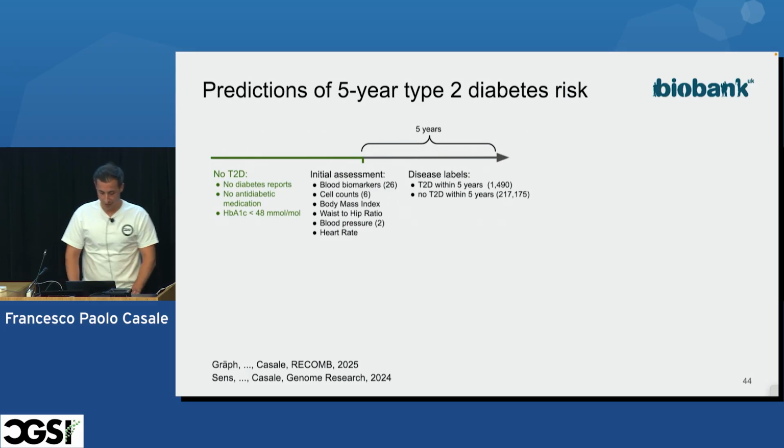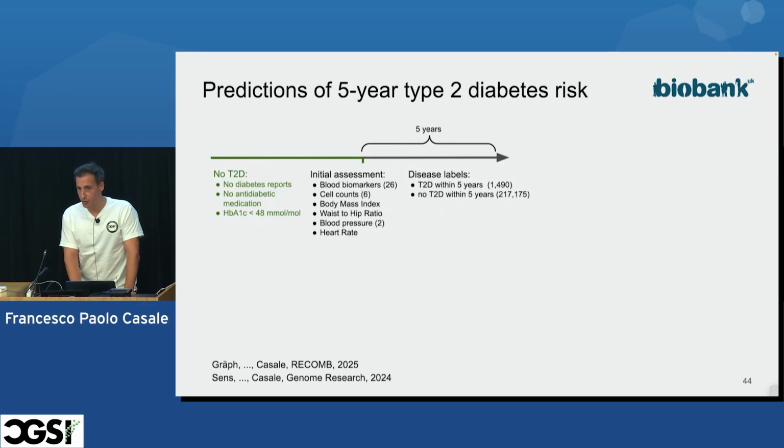So first, we aim to predict 5-year type 2 diabetes risk in the UK Biobank. We built the cohort focusing on individuals without type 2 diabetes up to the initial assessment. As risk factors, we consider measurements at the initial assessment. And of course, in the case of the UK Biobank, we also have the longitudinal labels. So we know who's going to develop diabetes in the next 5 years.